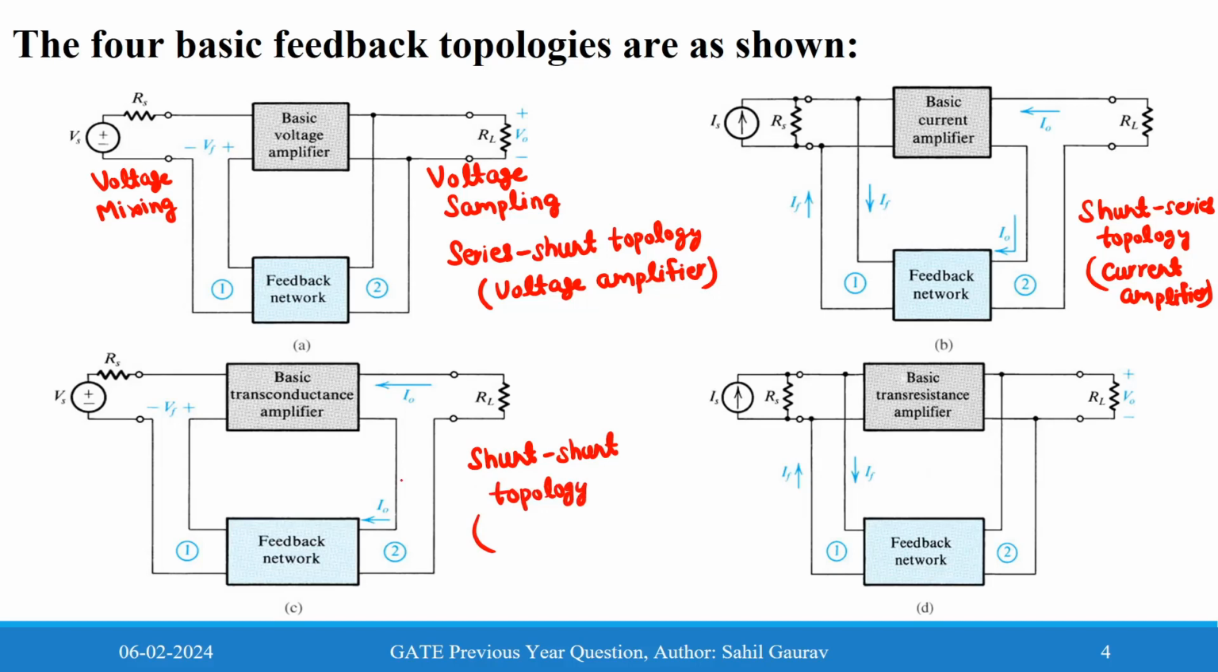At the output we are doing the sampling of current. At the input we are doing mixing of voltage. That's why it is called as transconductance amplifier, because at the output there is current and at the input we have voltage. Therefore it is transconductance amplifier.